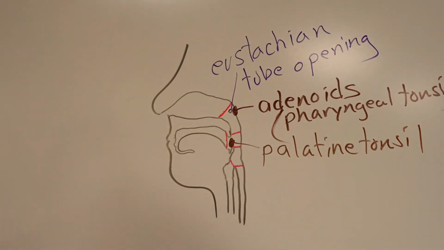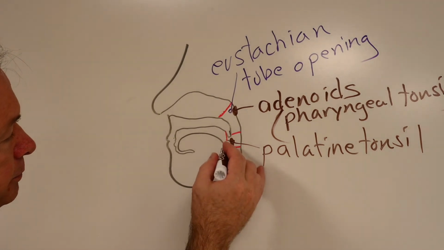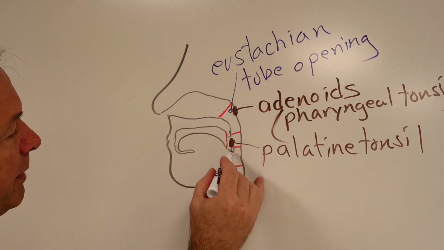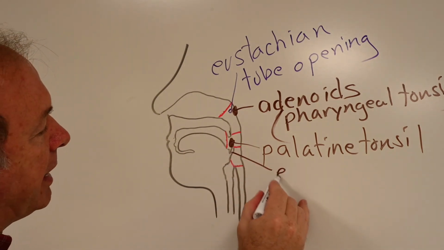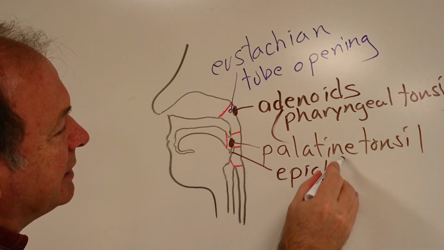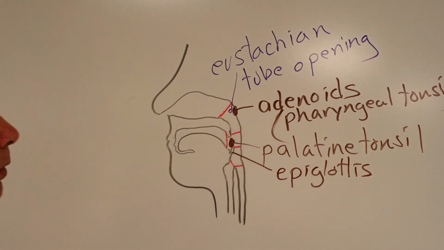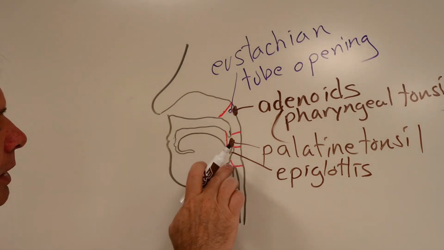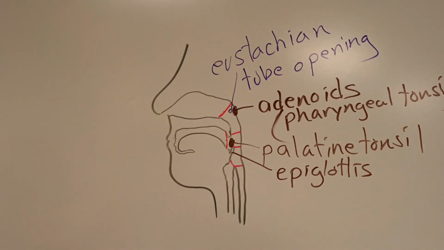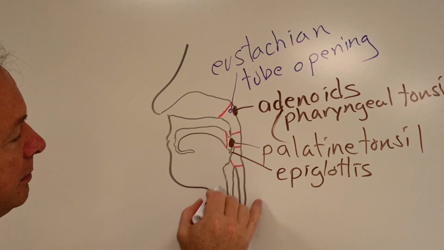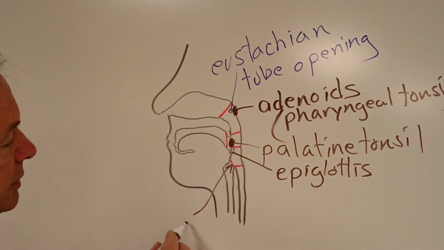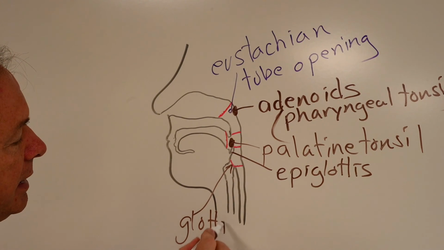Usually when you hear about somebody needing their tonsils removed, it's your palatine tonsil that is being taken out. Then we've already mentioned the structure that sticks up in here right there. It's called the epiglottis. It's just a cartilaginous flap that will cover the opening to the larynx when you swallow. And that opening right there is called the glottis, G-L-O-T-T-I-S, the glottis.